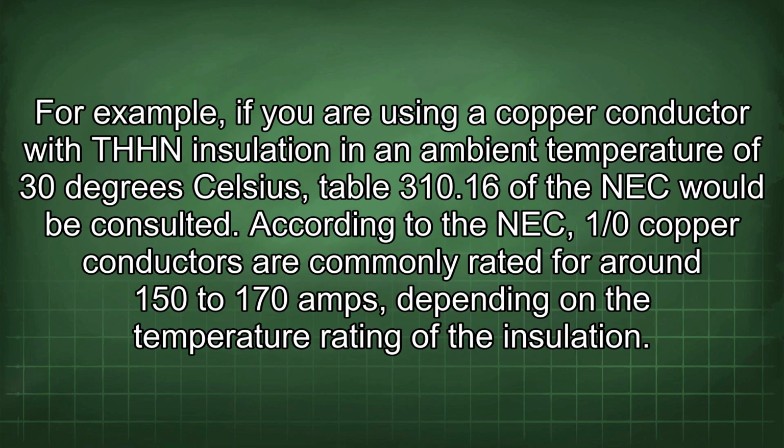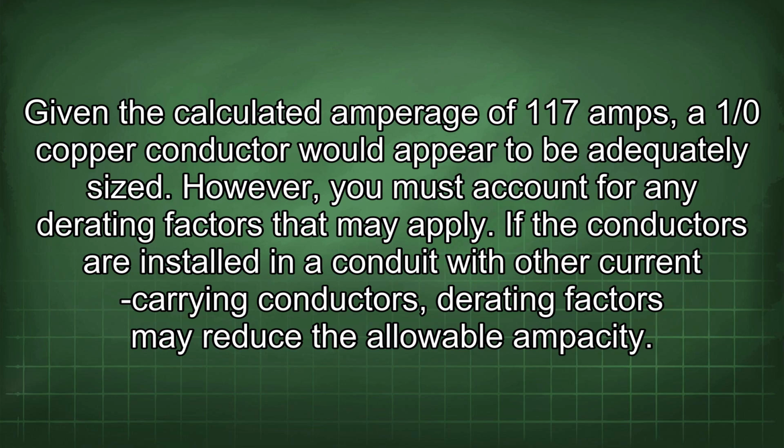For example, if you are using a copper conductor with THHN insulation in an ambient temperature of 30 degrees Celsius, Table 310.16 of the NEC would be consulted. According to the NEC, 1/0 copper conductors are commonly rated for around 150 to 170 amps, depending on the temperature rating of the insulation. Given the calculated amperage of 117 amps, a 1/0 copper conductor would appear to be adequately sized. However, you must account for any derating factors that may apply.